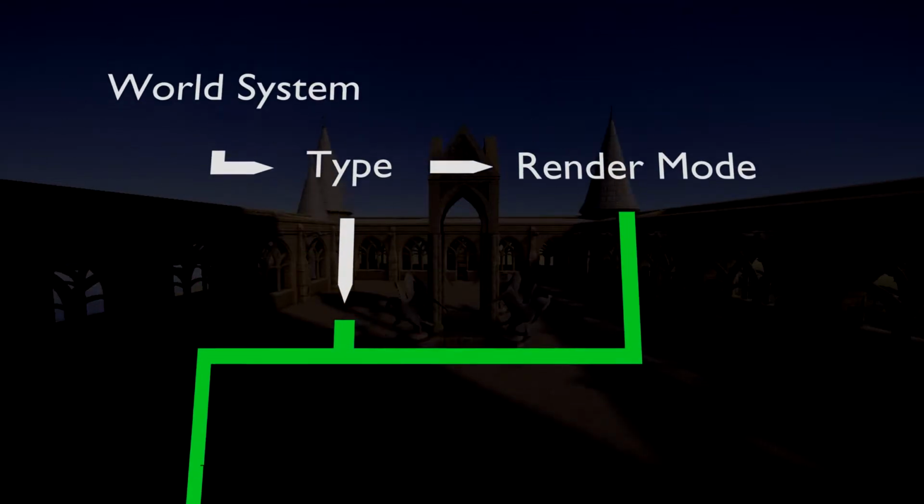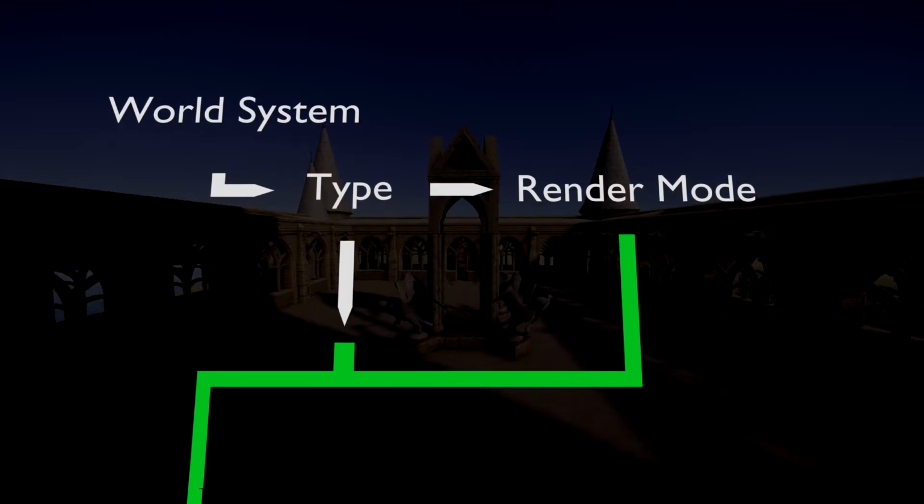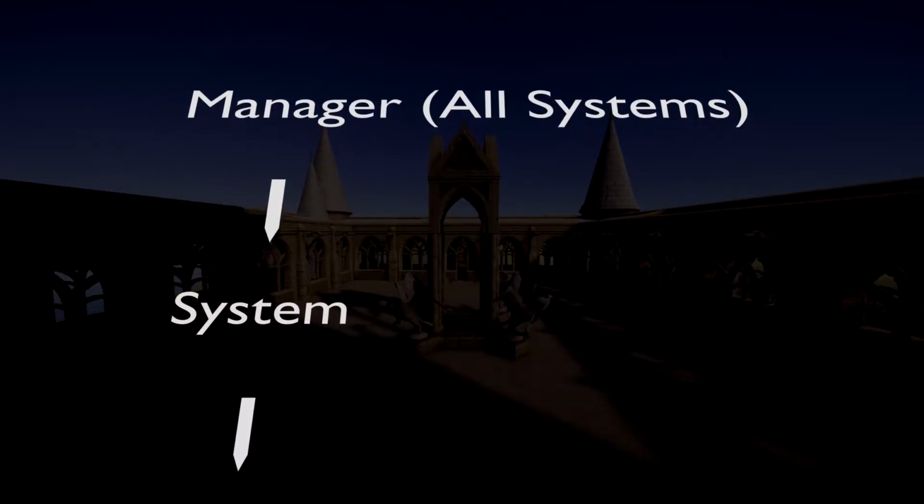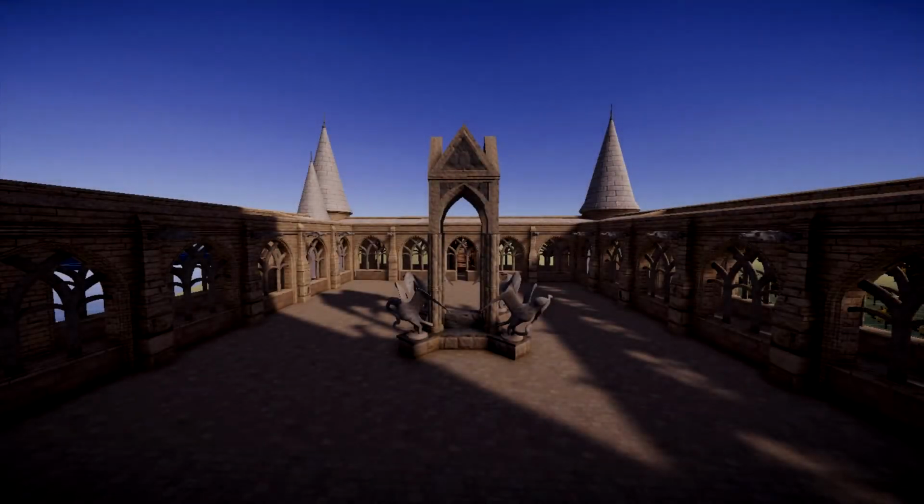We got the world system that has a type and a render mode. And above, the world system is classified as a system, and then the manager. It is where the functions start, update and so on are called. Now let's have a look at the render mode area.